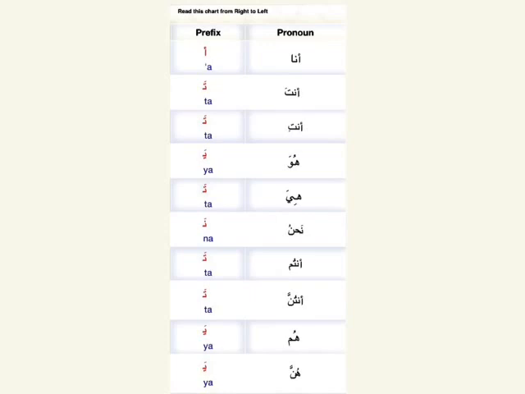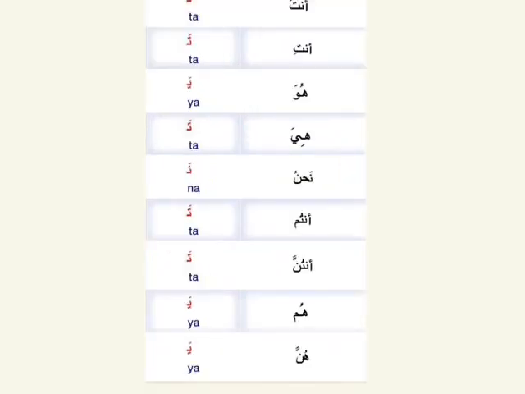Let's just review the prefixes that we've just learned. For ana, we add aleph to the beginning of the verb. Enta, we add ta. Enti, ta, but remember with a ya, a noon, and a feta at the end. Huwa, we add ya. Hiya, we add ta. Nahnu, we add na, a noon. Entum, we add ta at the beginning, and entunna, also ta at the beginning. Hum, we add a ya, and hunna, we add a ya.